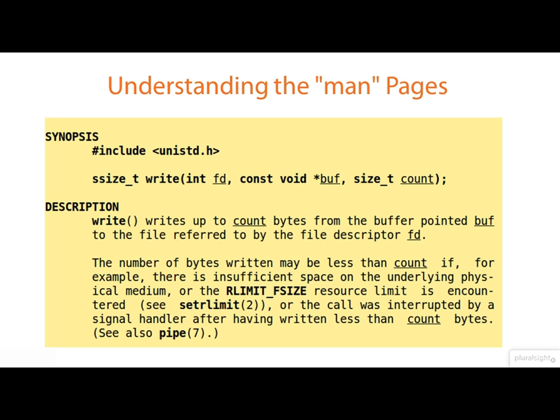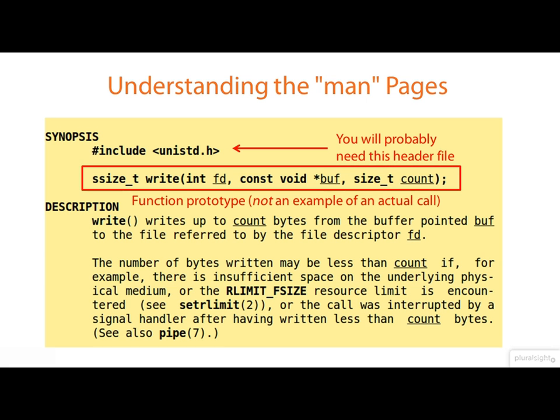Now, the structure of the man pages hasn't changed much in donkey's years. For a system call or library routine, your initial focus will be on this section called synopsis. Here you'll learn about any header files that need to be included, and you'll see a prototype of the function. It's important to be clear that this is a function prototype. It's not an example of a call to the function. You might also see cross-references to related man pages.